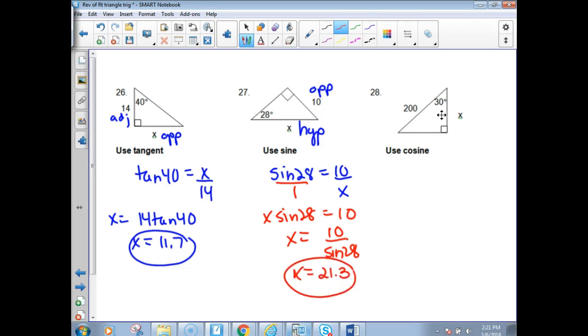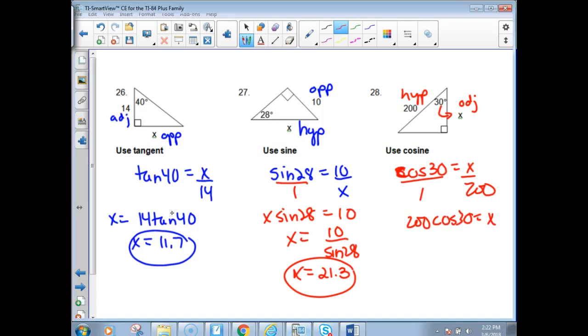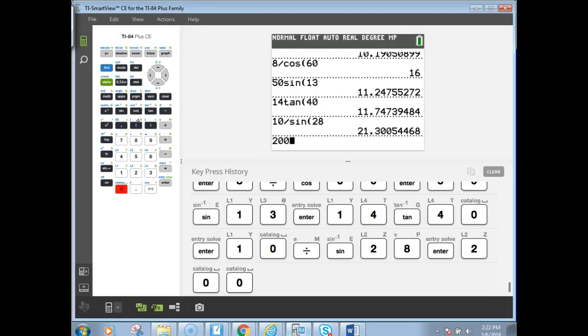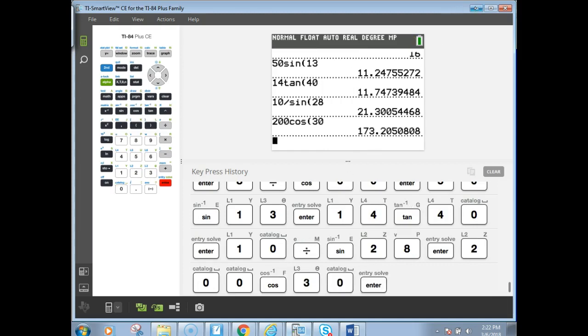And finally the cosine, and the reason it's the cosine is because next to that 30 is the adjacent leg and the hypotenuse has 200 on it. So we'll do cosine 30 is x over 200. Okay, so we'll do 200 times the cosine of 30 on our calc. And we should be getting 173.2.